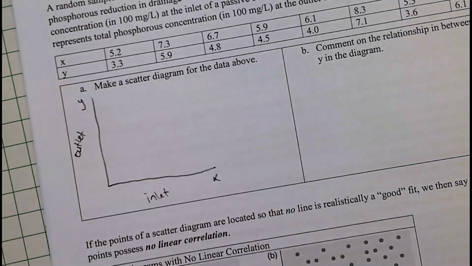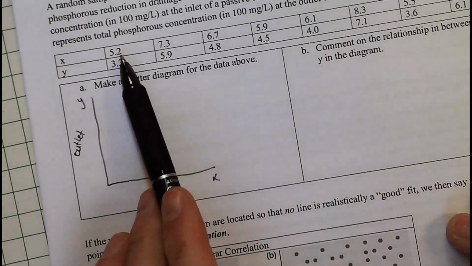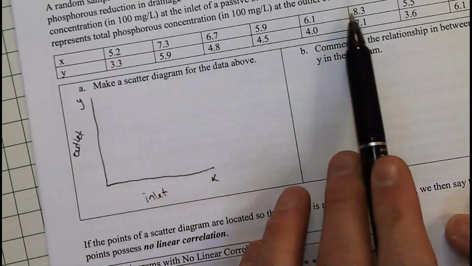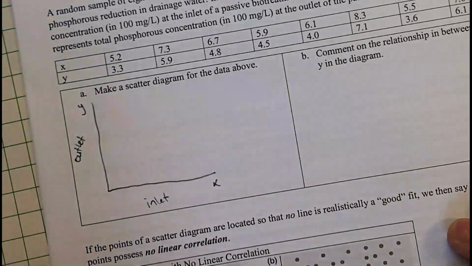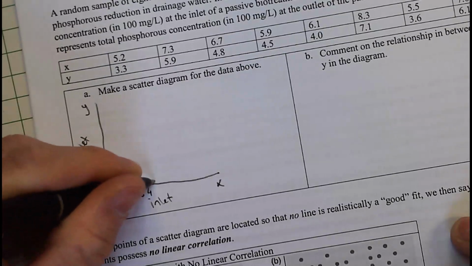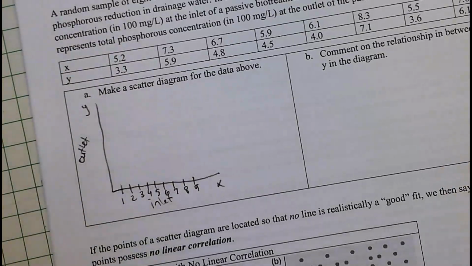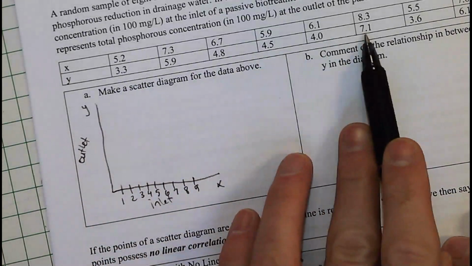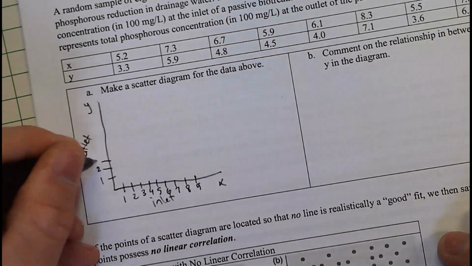And so I always ask myself, when I'm making my units, where do I want to go? How do I want to get there? So I've got to go up to my highest X, which is 8.3. So how do I want to get there? What if I just went by ones? So I'm going to go by ones up to 9, so I'll make sure I cover my ground. For the Y, where do I have to go? How do I want to get there? I've got to go up to 7.1, so I'll go up by ones to 8.